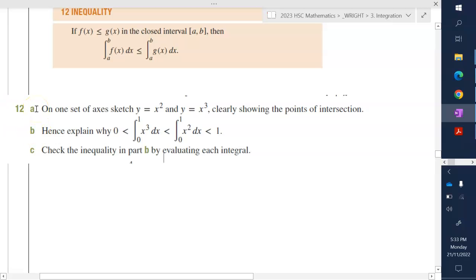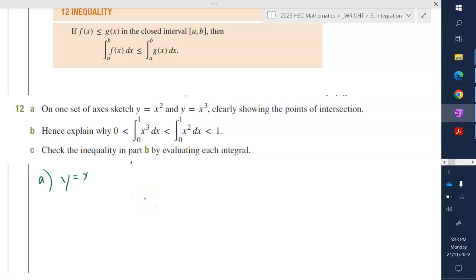So it's one of the harder ones, and it's using this inequality rule, and we're going to do a little bit of investigation work. It says, on one set of axes, sketch y equals x squared and y equals x cubed, clearly showing off the points of intersection.